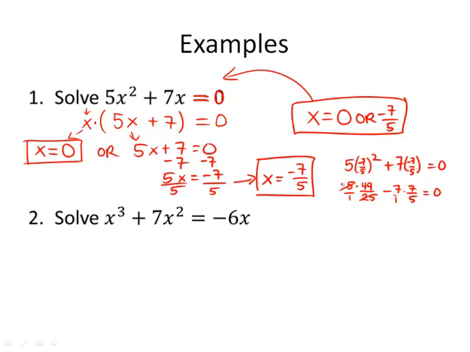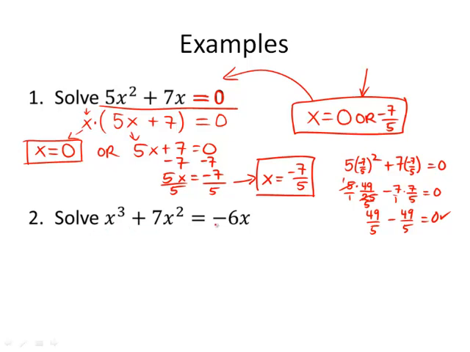The 5 cancels with the 25. So we've got both denominators equaling 5, and 7 times 7 here. So we've got 49/5 minus 49/5. And check that. That works. Both those answers work. So both of these answers are solutions to this equation.